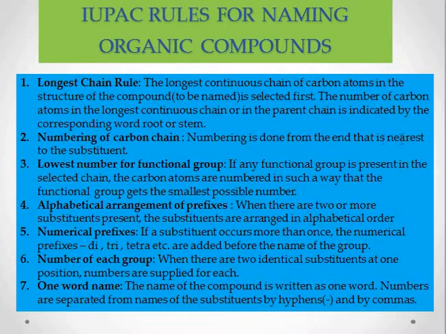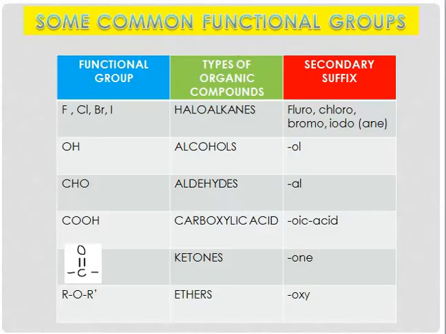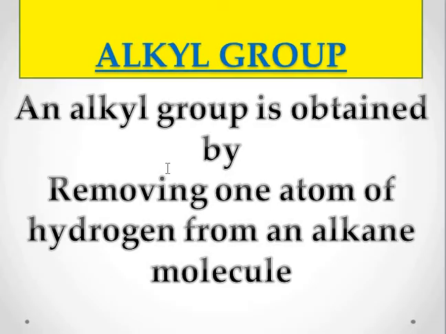Numbering is done from the end that is nearest to the substituent. Now what is the meaning of substituent, which I have mentioned here is actually a functional group. So our functional group in that structure is going to be an alkyl group. So what are alkyl groups? So alkyl groups are formed after removing one atom of hydrogen from an alkane molecule. So I have shown you the structure here.